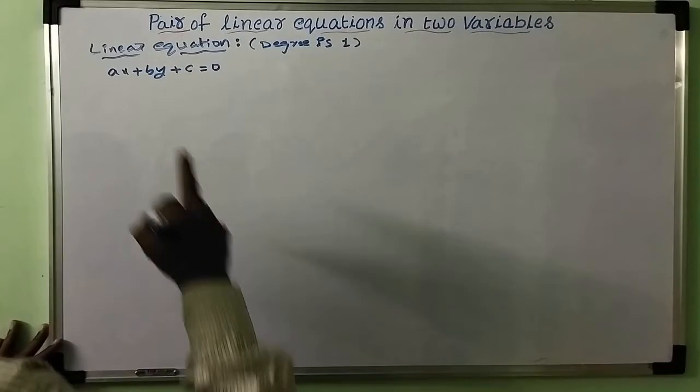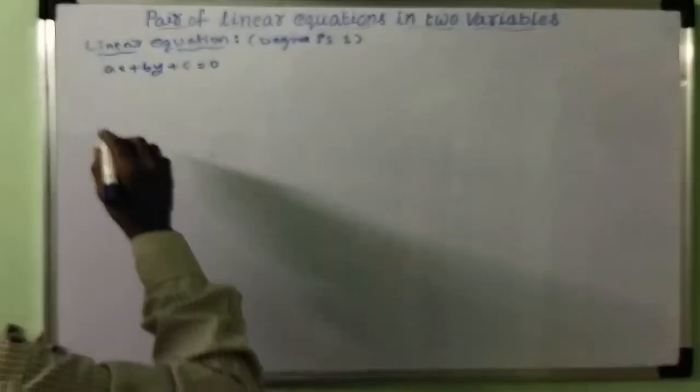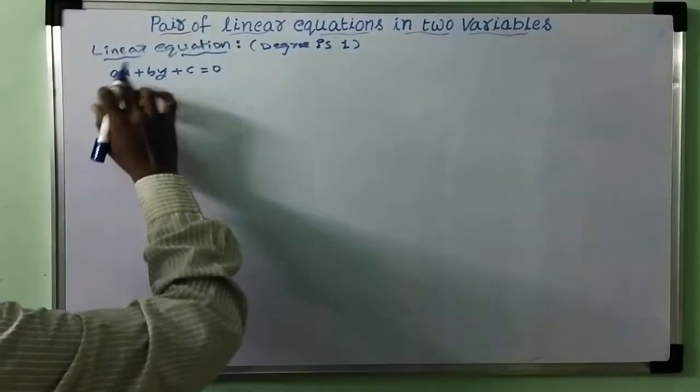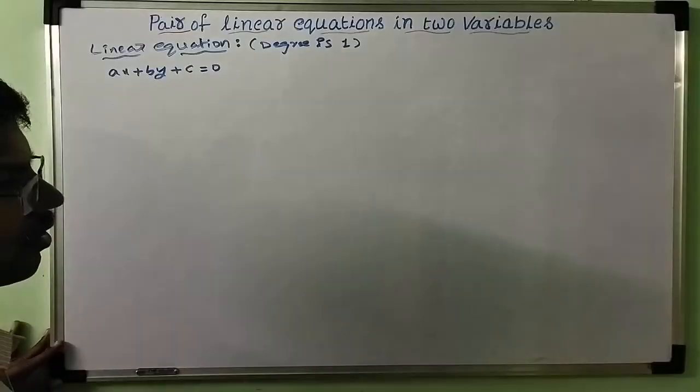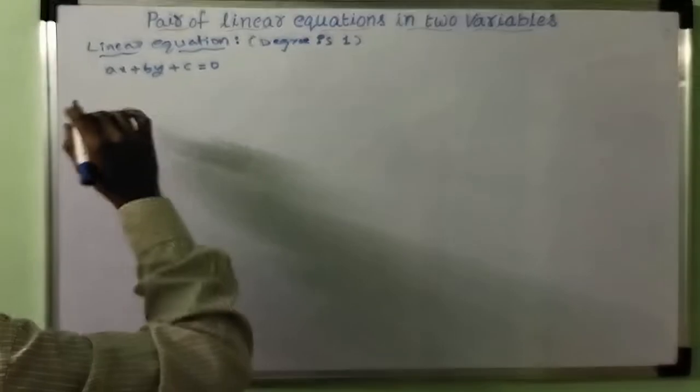Here, if both a and b are not equal to 0, then it is a linear equation in two variables. If one of them is equal to 0, then it is a linear equation in one variable. But if both are equal to 0, then it is not a linear equation. Only when at least one is non-zero is it a linear equation.